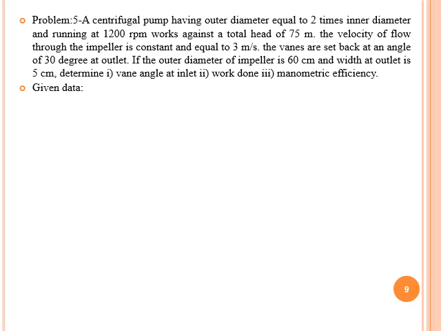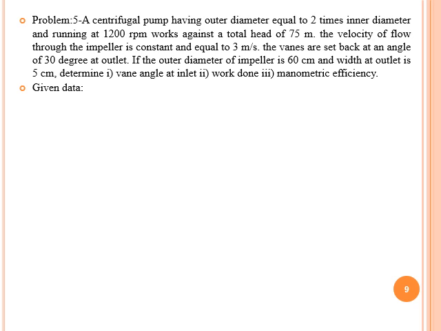Determine first one, vane angle at inlet; second, work done; third one is manometric efficiency. Say here the centrifugal pump having outer diameter equals to 2 times of inner diameter. That means D2 is equals to 2 times of D1, that is inner diameter, and speed N is equals to 1200 rpm. So that again works against the manometric head, Hm is equals to 75 meter.